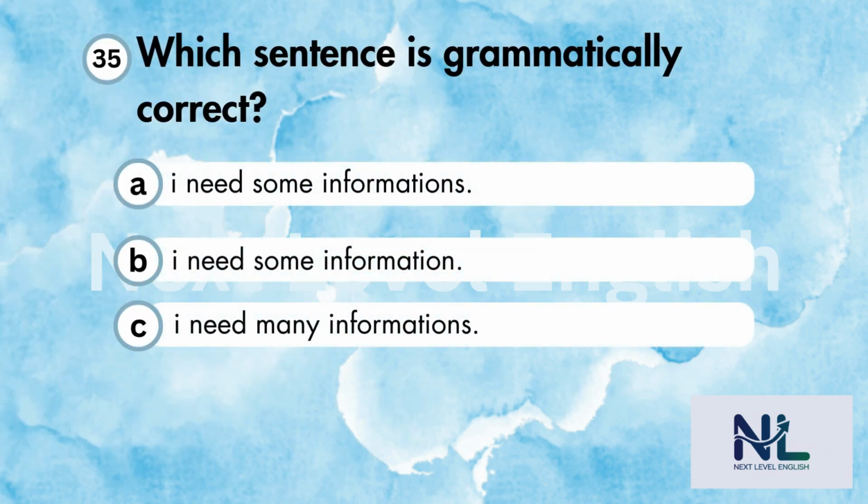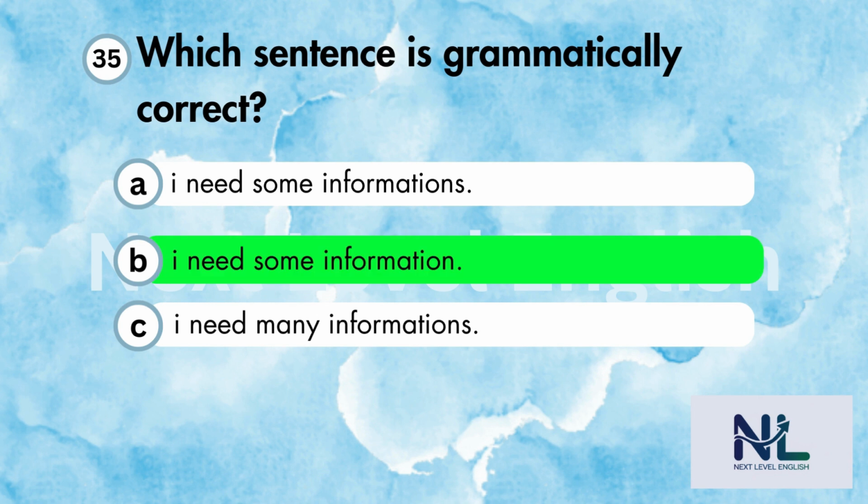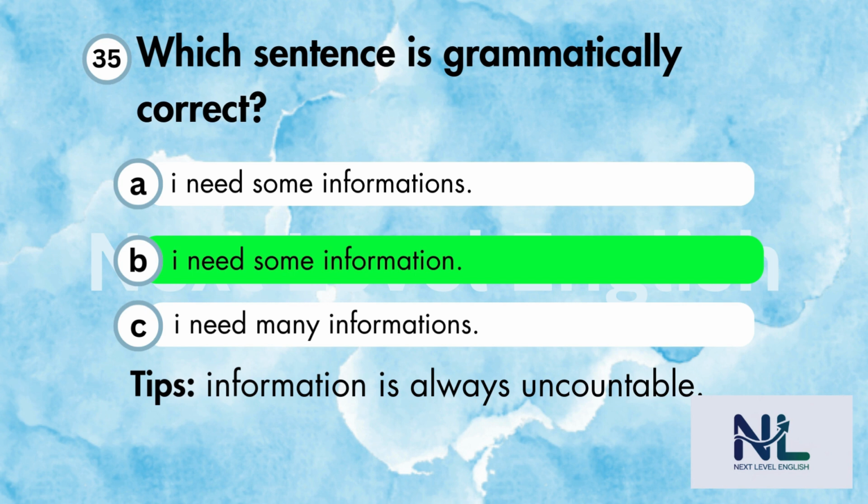35. Which sentence is grammatically correct? I need some information. Tips: information is always uncountable.